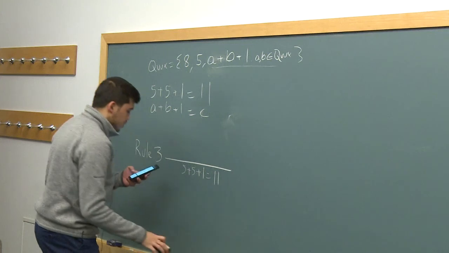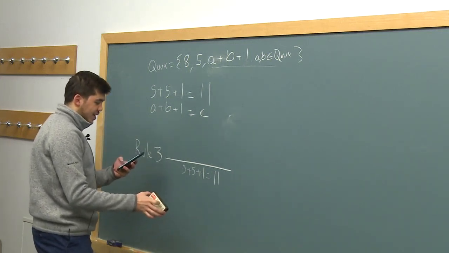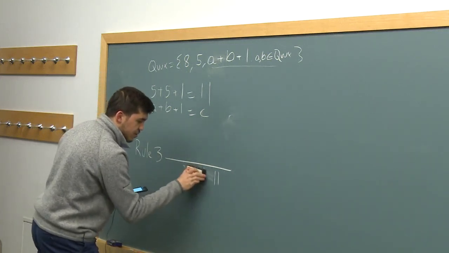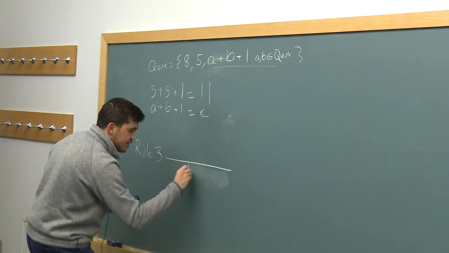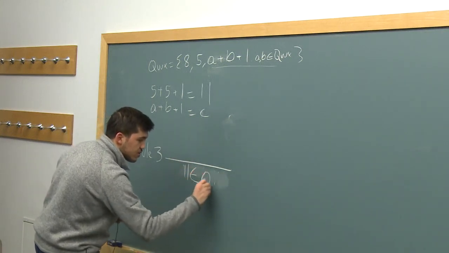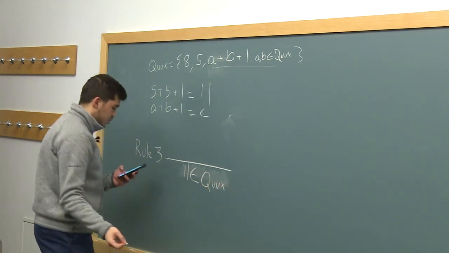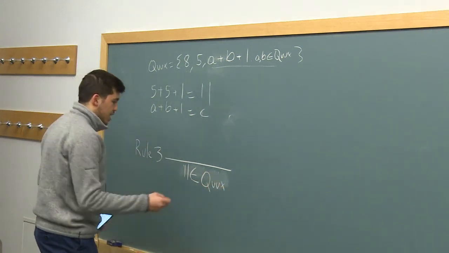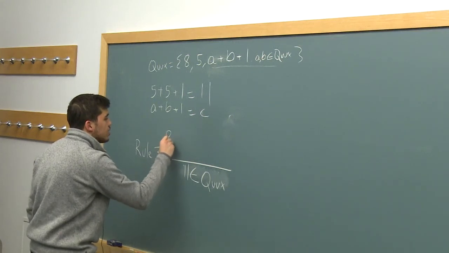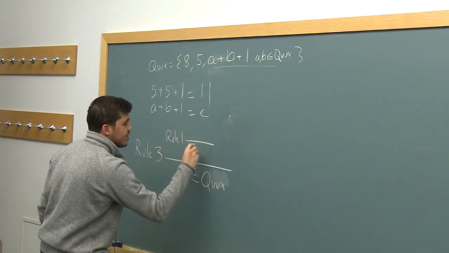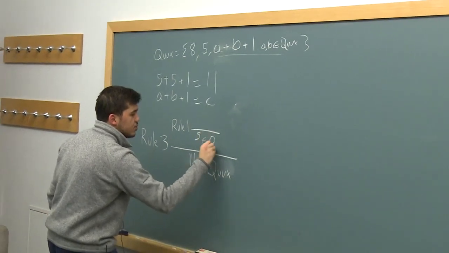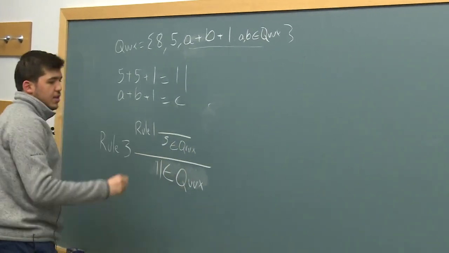And so instead of writing this and overcomplicating it, what we can start with is the answer. So we can just say 11 is a member of the set QX. So how do we show this? Well, we have to apply rule 1, which is that 5 is a member of the set QX. And rule 1 again.